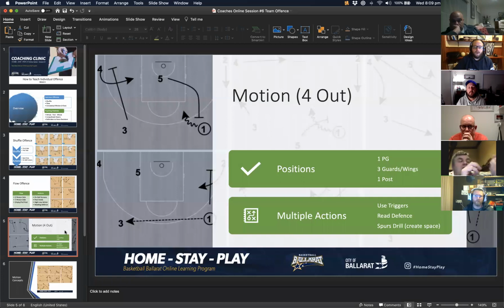Now, some 4-out motion, much harder to explain over Zoom, much harder to teach kids in my experience. So there's more slides on the next slide. There's a few drawings of different actions. So the concept of conceptual motion, you get me. The one that I'm going to show you today is a 4-out conceptual motion where you use the corners and the 2 wings, or a little bit higher than the wings in that guard spot here where the 3-man is, and 1 post player.